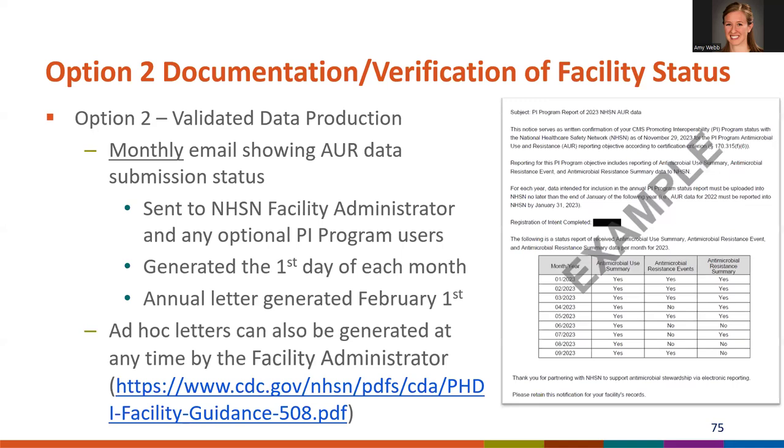And for option two, validated data production, you're going to use the monthly email showing your AUR data submission status. Again, that's sent on the first day of every month. And the annual letter is generated on February 1st of each year. Or you can use the ad hoc letters that you can generate at any time as the facility administrator using the link on this slide.